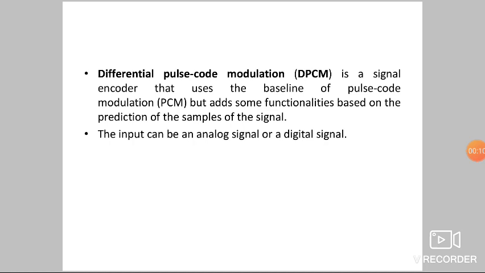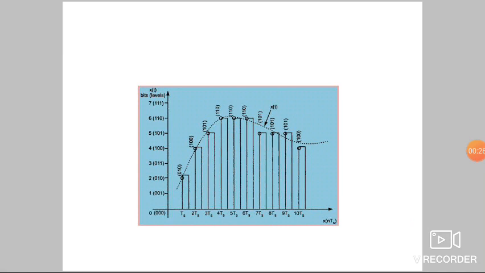Differential pulse code modulation is a signal encoder that uses the baseline of pulse code modulation but adds some functionalities based on the prediction of the samples of the signal. The input can be analog signal or digital signal. Differential pulse code modulation is a technique of analog to digital conversion. This technique samples the analog signal and then quantizes the difference between the sampled value and its predicted value. Then it encodes the signal to form a digital value.